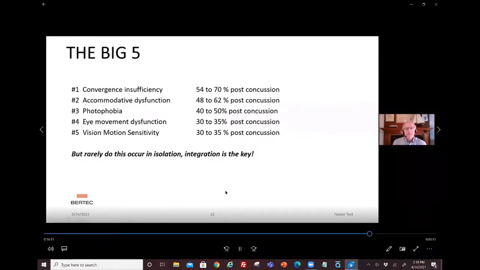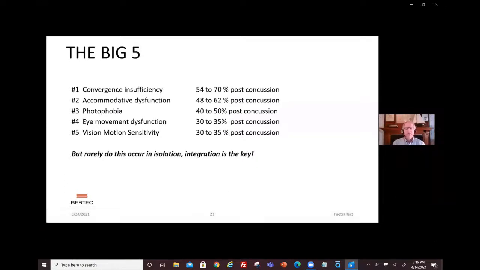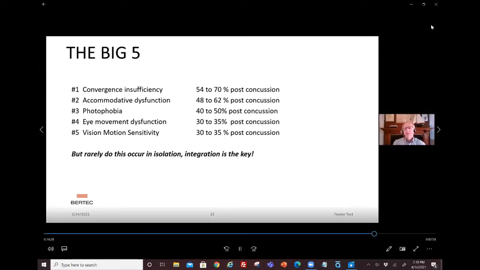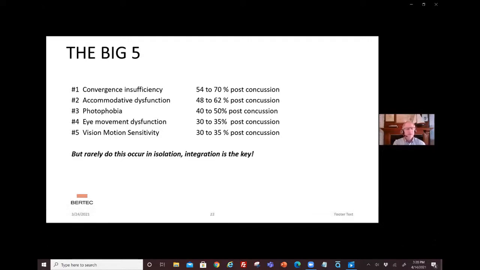And here's the statistics I was quoting before. Depending on the studies you want to look at, almost 54 or higher percent will have convergence insufficiency, 50% will have trouble focusing, 40 to 50% will have a photophobia or sensitivity to light. About 1/3 of them will have trouble moving their eyes with reading. And about another 1/3 will have what we call vision motion sensitivity. And that's when things in the peripheral vision really start to bother them. They can't walk through a grocery store without it upsetting them.